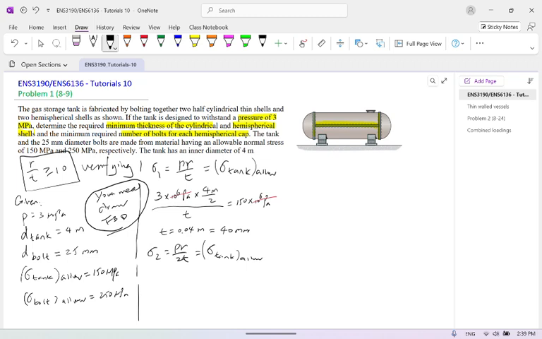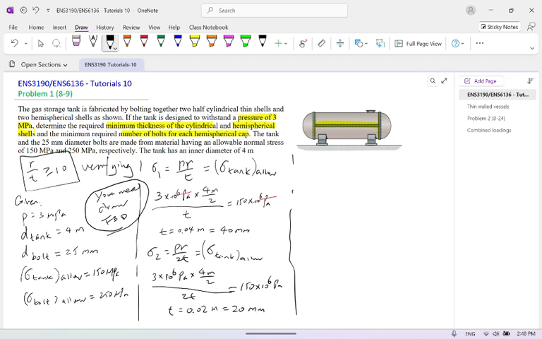So of course, based on this one, T should be equal to 2 times T1. I'll just put it here, okay. We'll put it step by step for you. So that means here we have 3 times 10 power 6 Pascal times 4 meter over 2, divided by 2T, will be equal to 150 times 10 power 6 pascals. So that means T is equal to 0.02, so equal to 20 millimeters.